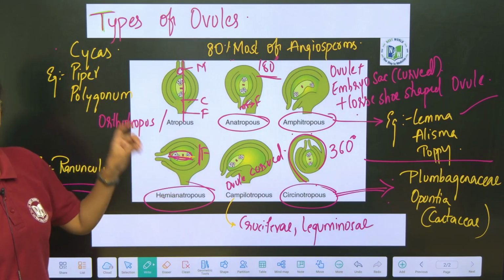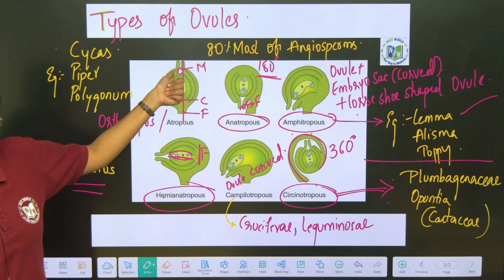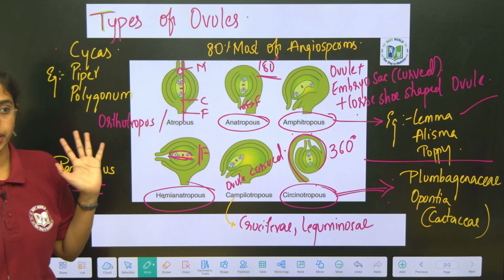The primary thing that you have to remember from the types of ovules is, for each type, the exact position of the micropyle, chalaza and funicle, and the examples of that. Enough. Okay.